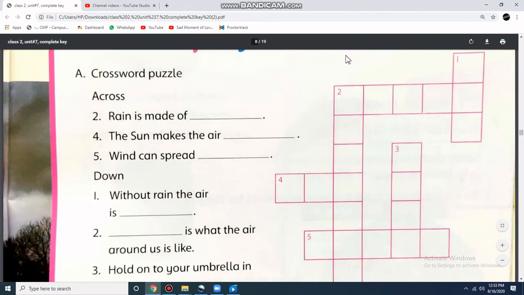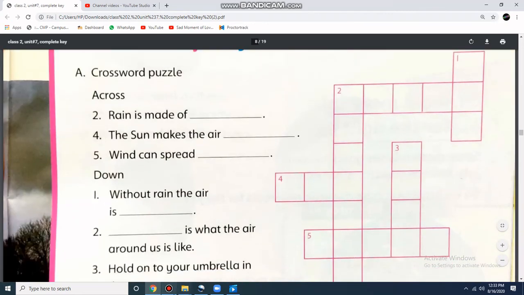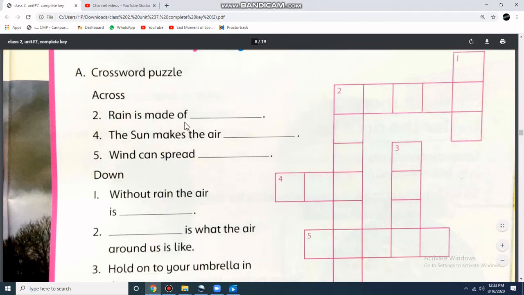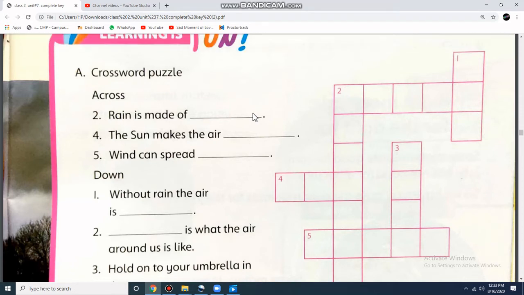So it's a crossword puzzle. Yes, rain is made of water. The sun makes the air. Now अब ये water ये crossword across में आएगा. Across में ये 2 है. Okay.